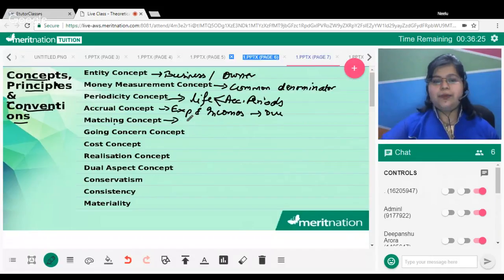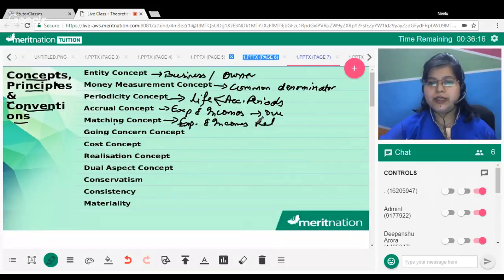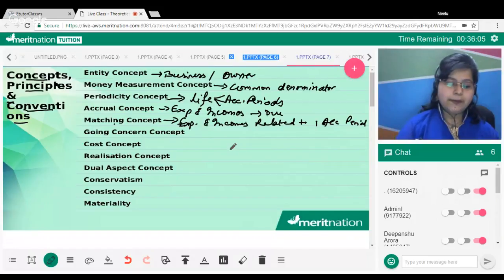Then is the matching concept. Matching concept says expenses and incomes related to one year, related to one accounting period, should be matched with each other. Now, what does this mean?